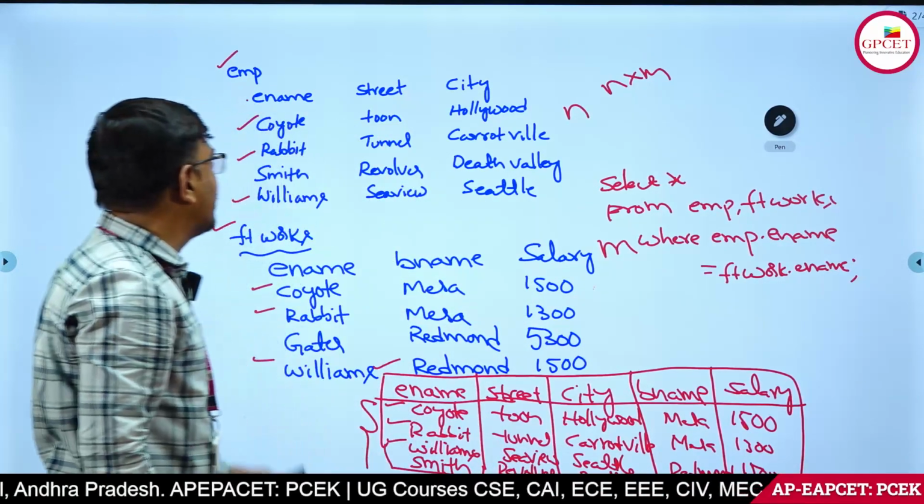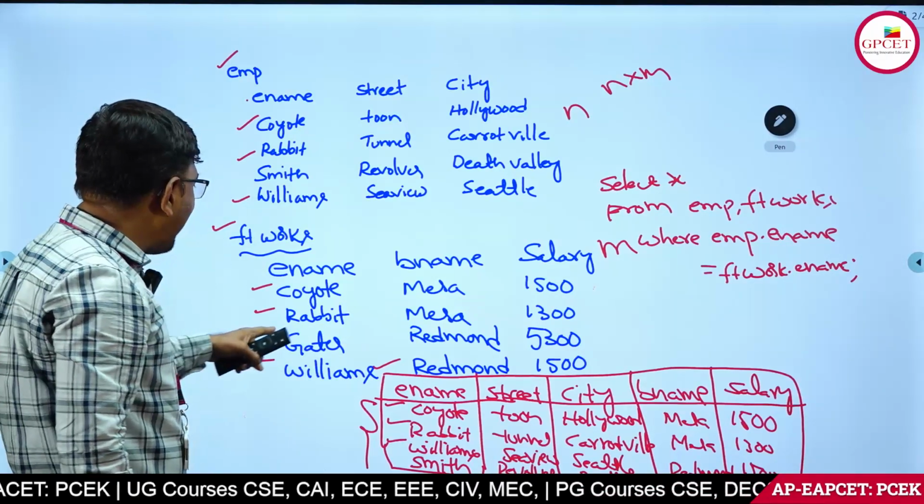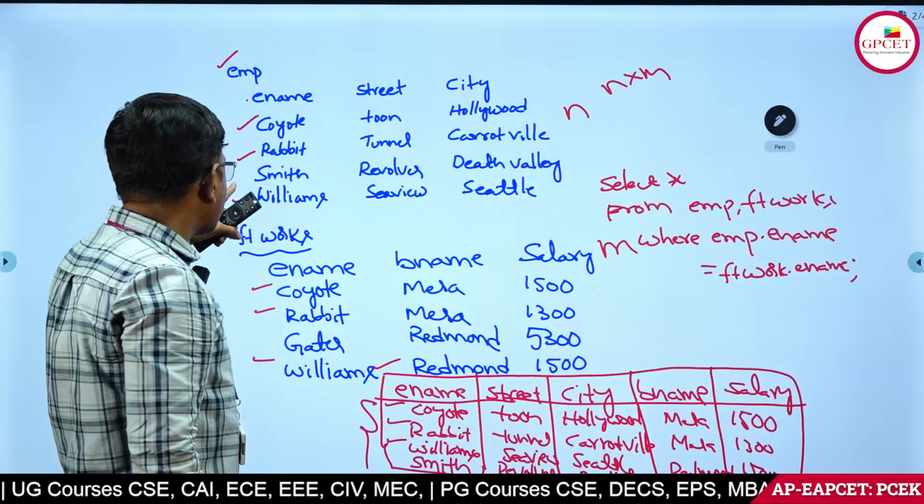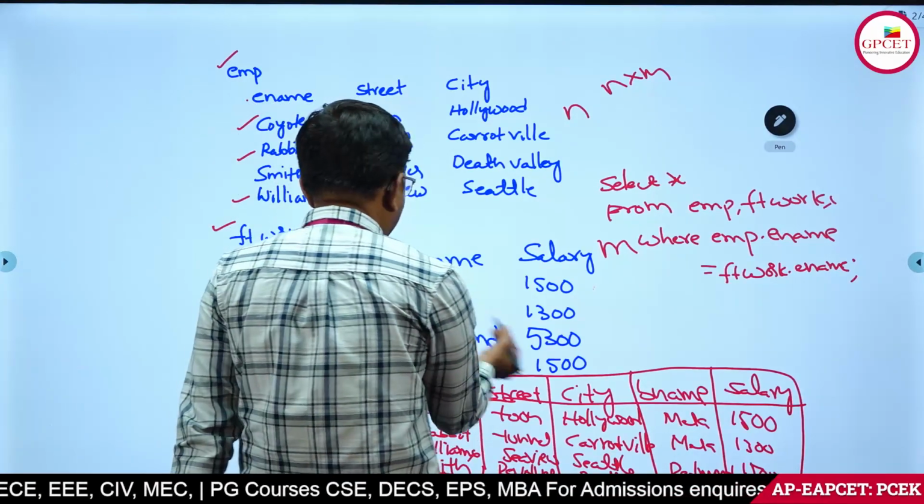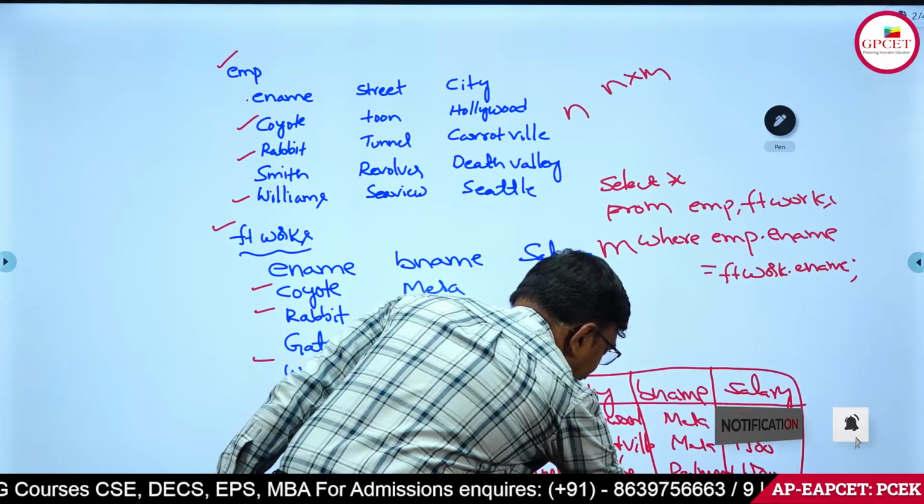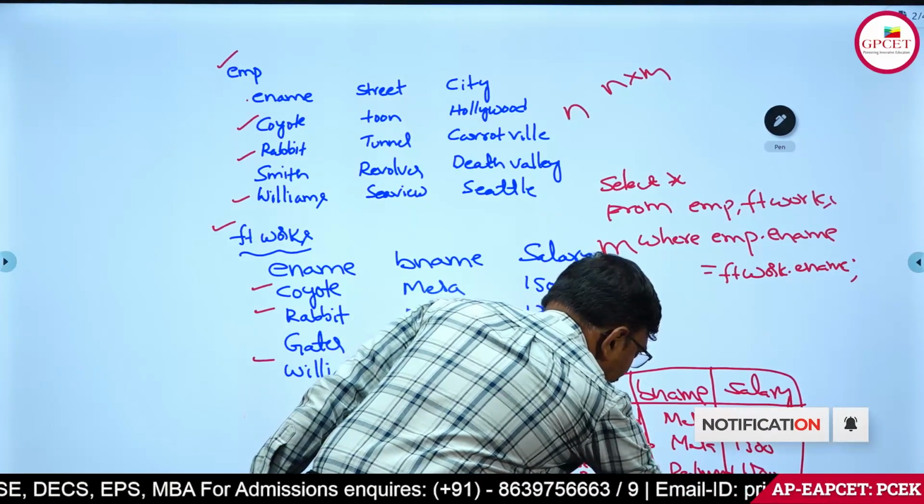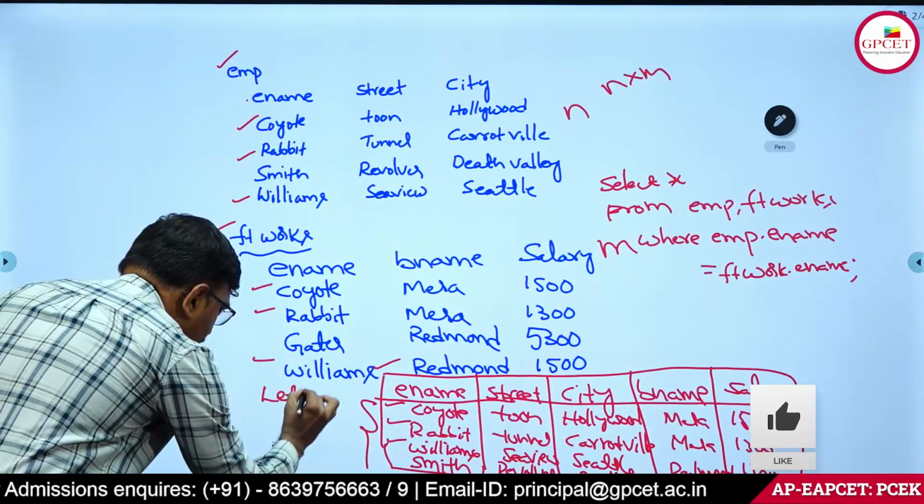Why? Because left outer join takes all tuples in the left relation that did not match. Here it won't match. Why? Because Smith, here Gates. That's why, what is the output? Branch name, we fill with null. Null values. This is the left outer join.